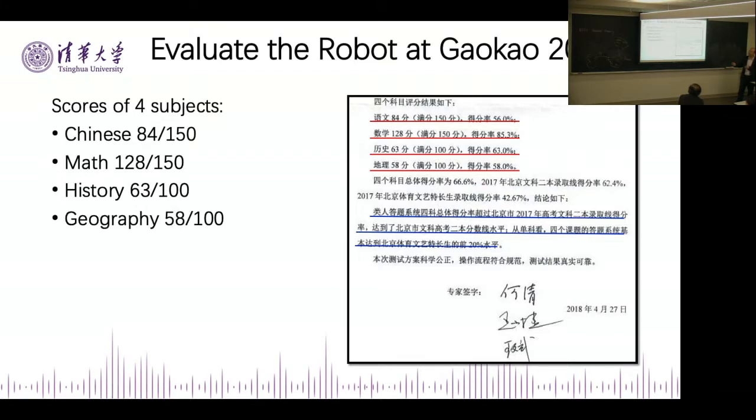You can see that for Chinese, they got 84. And math did very well and got 128. And history is about 63, and geography is about 58.